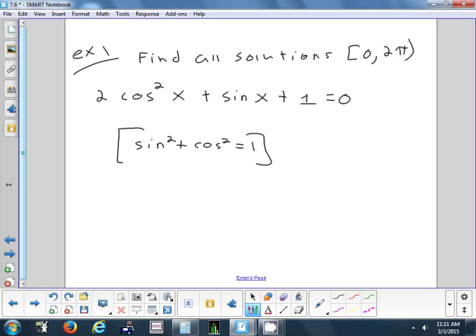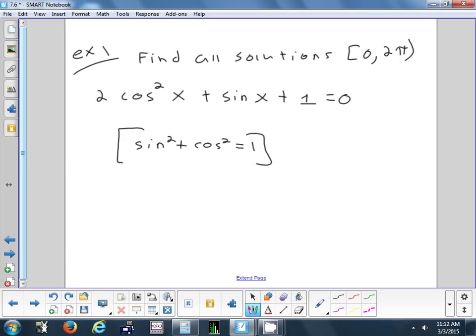Yep. Because it's using different functions. It's like if I said 2x squared plus y plus 1 equals 0. You can't use the quadratic formula on that. You're using different variables. All right, so first thing we got to do is get all our trig functions in terms of the same trig function. And I'm giving you a hint to use the Pythagorean identity sine squared plus cosine squared equals 1.